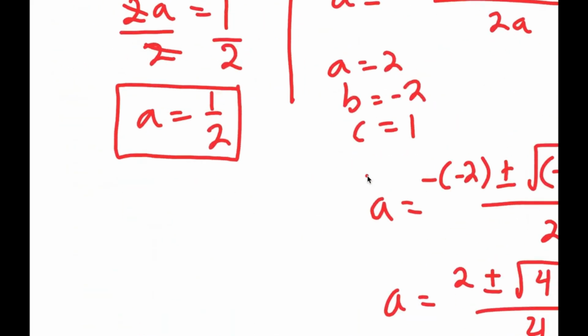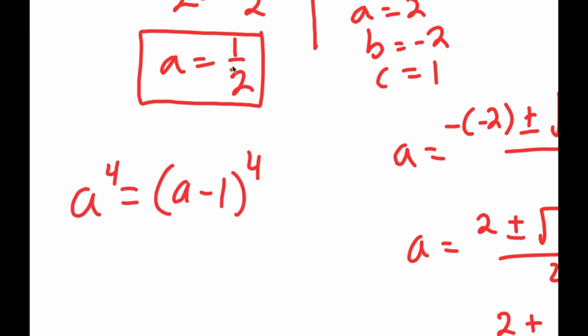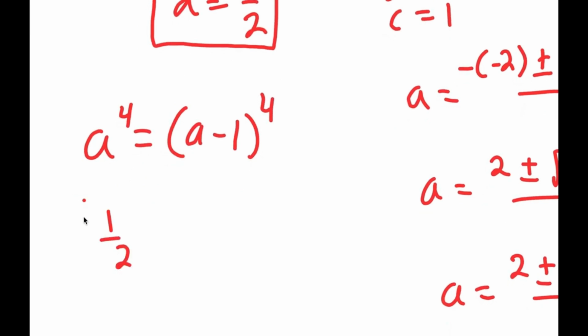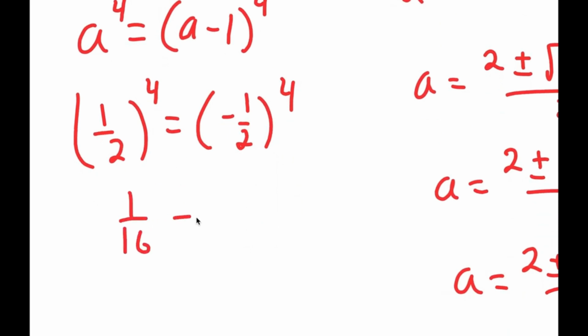And finally, just to check, I can't check the imaginary solutions, but I can check 1/2. So I have a to the power 4 is equal to (a minus 1) to the power 4. A is 1/2, so I get (1/2) to the power 4 is equal to (negative 1/2) to the power 4. And both of these equal 1 over 16. So this is right, and my solution is right.